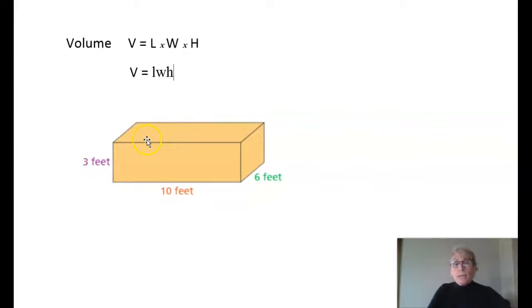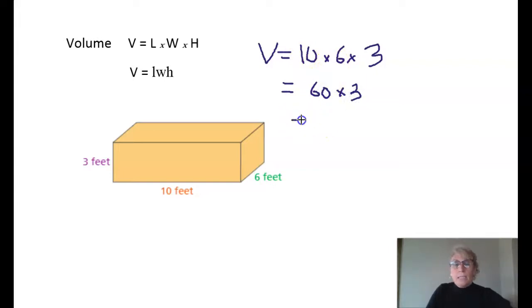So what we're going to do to find the volume of this rectangular prism is just use that formula. All right. I'm going to use volume equals length times width times height. So volume equals, I'm going to use 10 for my length, 6 for my width, 10 times 6 times 3 for my height. All right, I just need to multiply it. 10 times 6 is 60, and then I have to multiply 60 times 3, and 60 times 3 is 180.